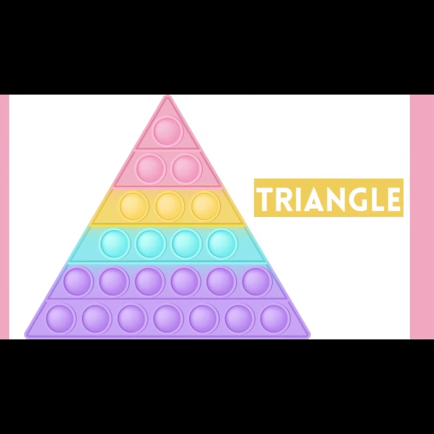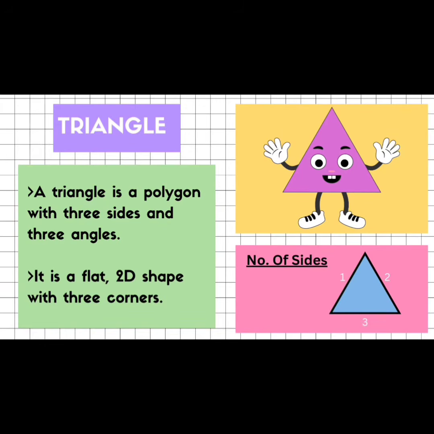This shape is called triangle. Let's learn about triangle shape. A triangle is a polygon with 3 sides and 3 angles. It is a flat, 2D shape with 3 corners.